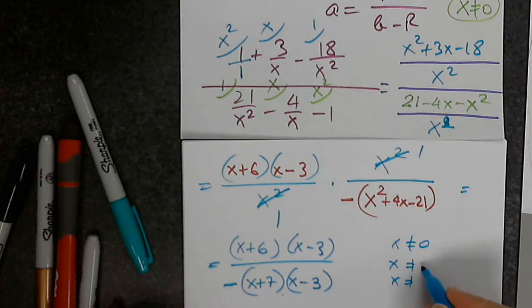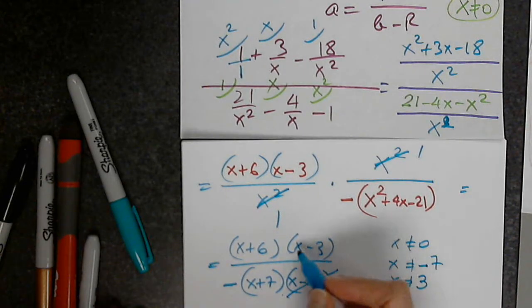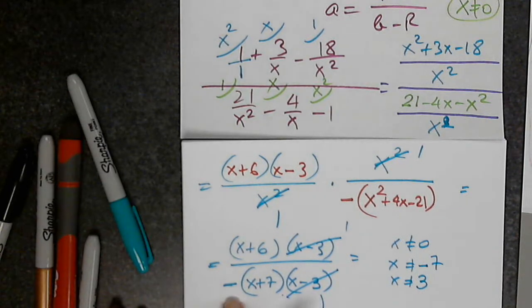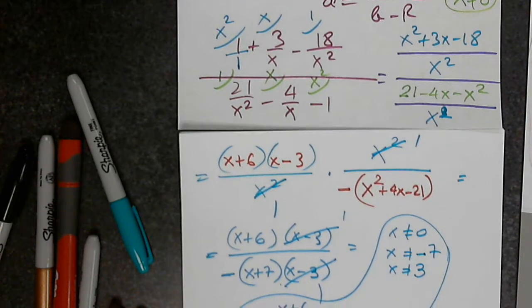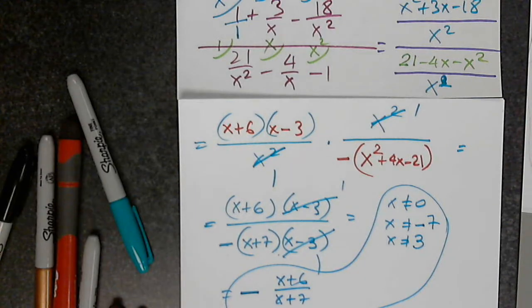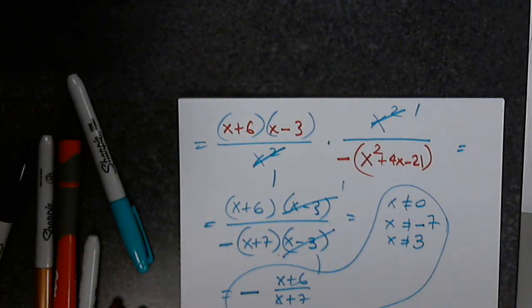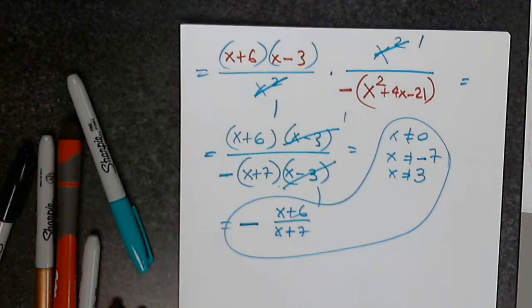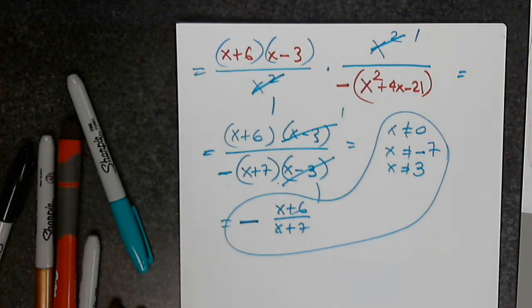So x not equal 7 and 3. And now obviously I can further simplify. The negative sign goes in front. And then I have x plus 6 over x plus 7, assuming all these restrictions are fulfilled. Any questions? These are called complex. Not difficult, but complex. A lot of work, in other words.